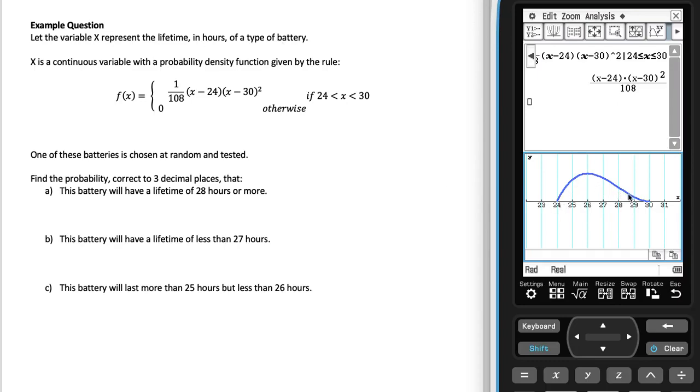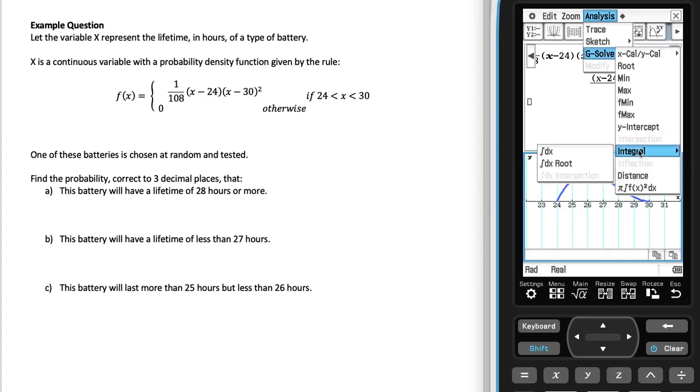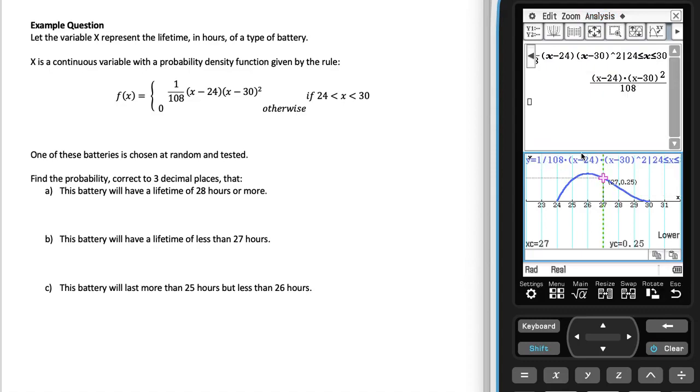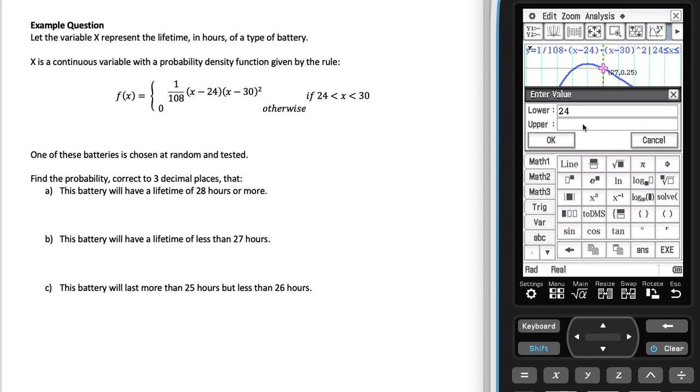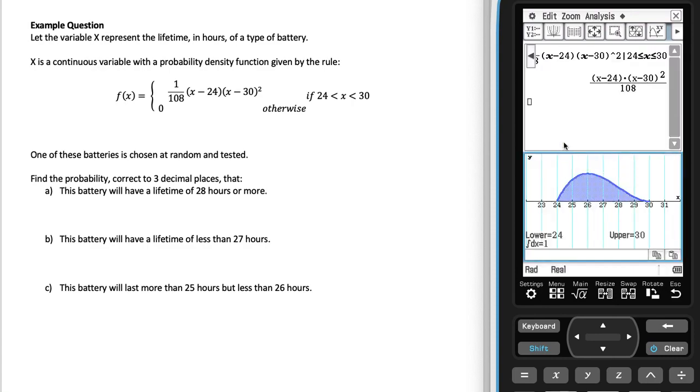And what will actually happen, and I can show you this in a second, is that the full area between that function and the x-axis should equal 1 because it's representing a probability. And one way we can show that is to use Analysis, G-Solve, Integral, and the integral with respect to x. As soon as I type a number here, this screen will come up. So I'm going to put my lower value in as 24 and the upper value in as 30. You can see it's shaded the full area, and at the bottom it's telling me that the integral is equal to 1. Right, so that's just saying that that's representing the full distribution.